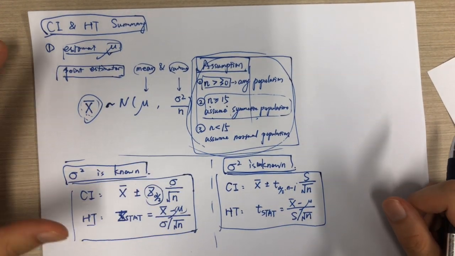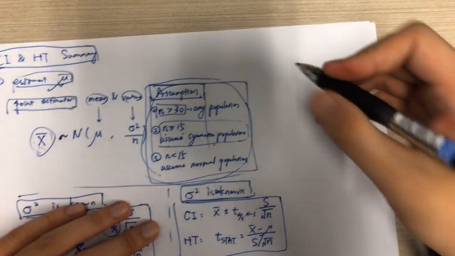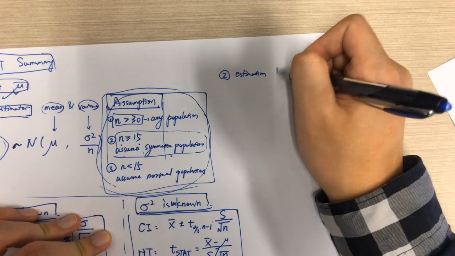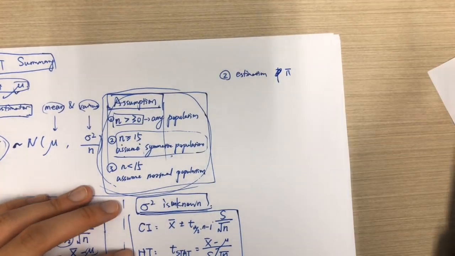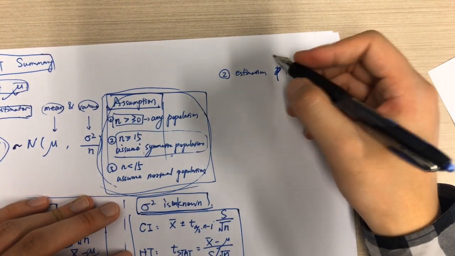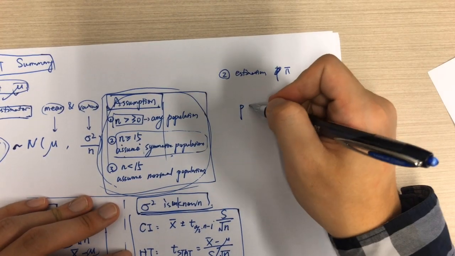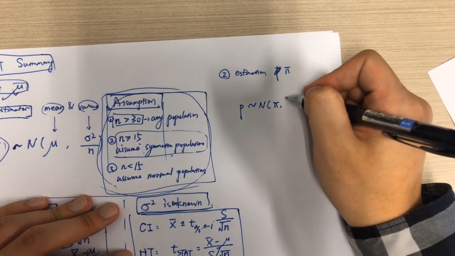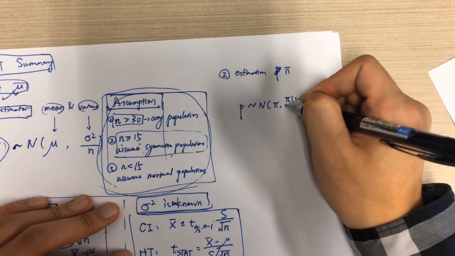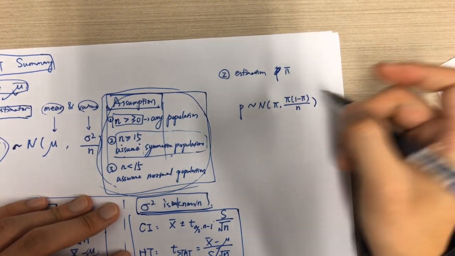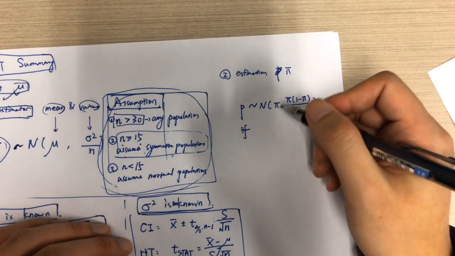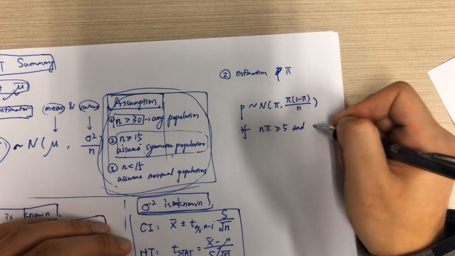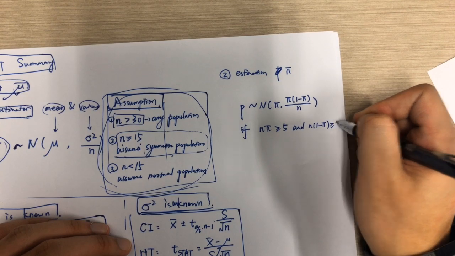And one last thing, when we talk about the estimation of proportion, about pi, the point estimator becomes P. We know P follows a normal distribution with a mean equal to pi and a variance equal to pi times 1 minus pi divided by n, only if n times pi is greater than or equal to 5, and n times 1 minus pi is greater than or equal to 5.